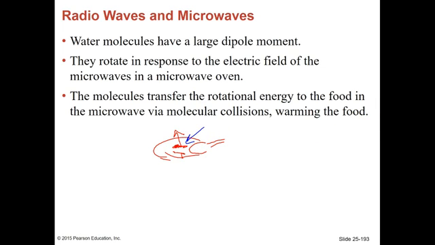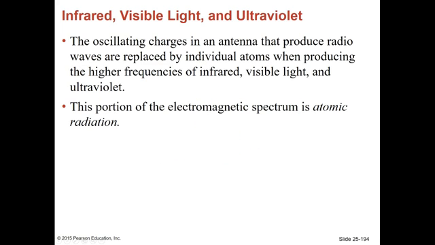The problem with a microwave oven is it's got hot and cold spots. So you'll have energy that comes in only on certain spots. When it does that, those spots get hot and the rest of the spots can be very cold. And that's kind of how a microwave oven works. Let's go on to infrared, visible, and ultraviolet light.